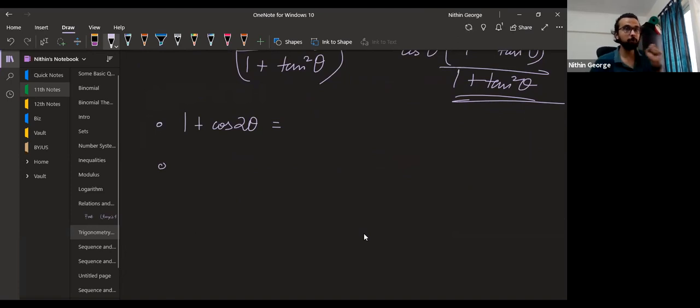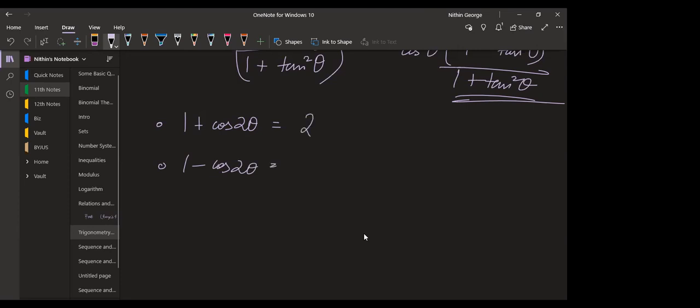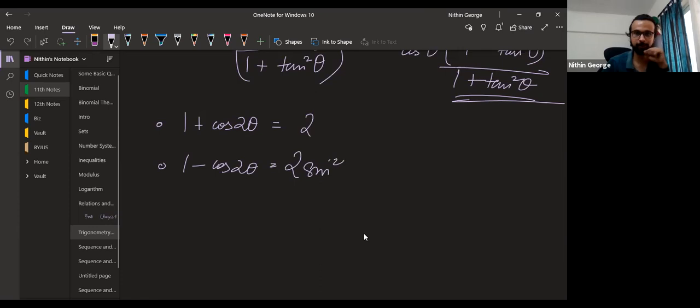Guys, I want all of you to be very thorough with all these formulas. The formulas that I'm giving are not just the basic ones, they are the important ones. 1 plus cos 2 theta, 1 minus cos 2 theta. What will this be? 2 sin square theta. Exactly. The second one will be 2 sin square theta. The first one will be 2 cos square theta.